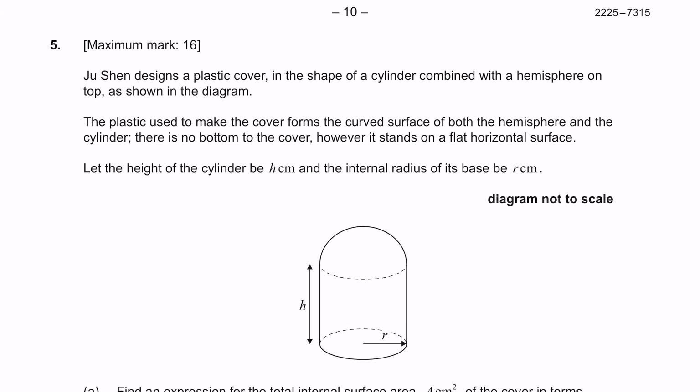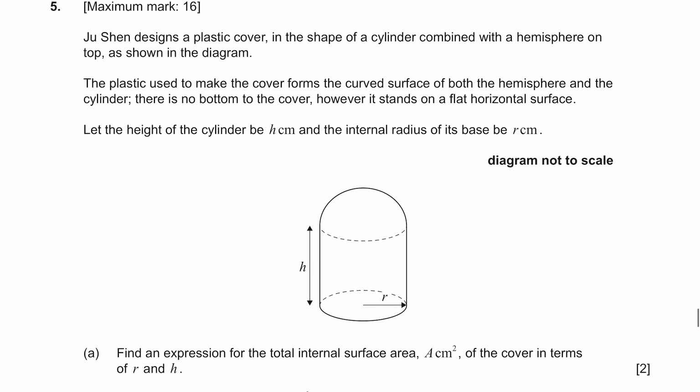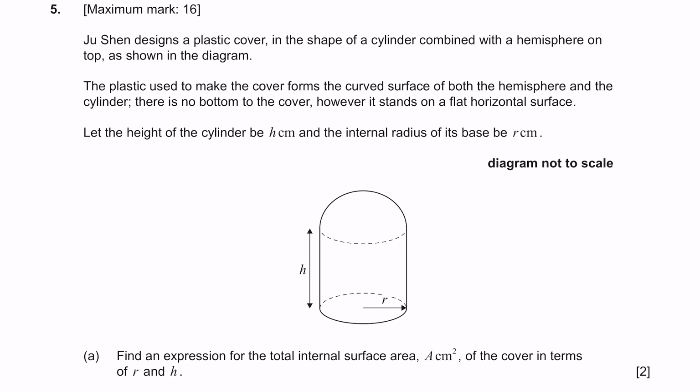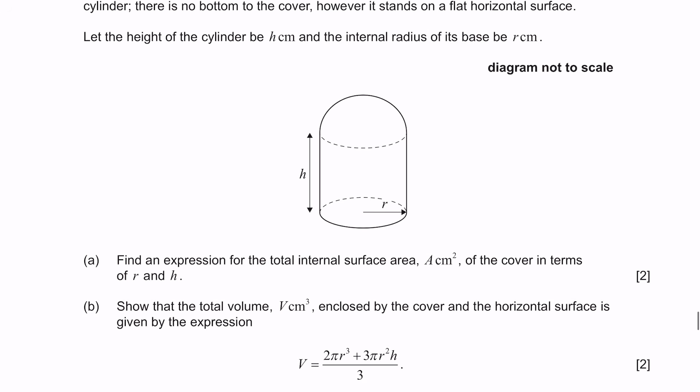Question 5. Zhu Shen designs a plastic cover in the shape of a cylinder combined with a hemisphere on top, as shown in the diagram. The plastic used to make the cover forms the curved surface of both the hemisphere and the cylinder. There is no bottom to the cover, however it stands on a flat horizontal surface. Let the height of the cylinder be h centimeters and the internal radius of its base be r centimeters. Part A asks us to find an expression for the total internal surface area, A centimeters squared, of the cover in terms of r and h.